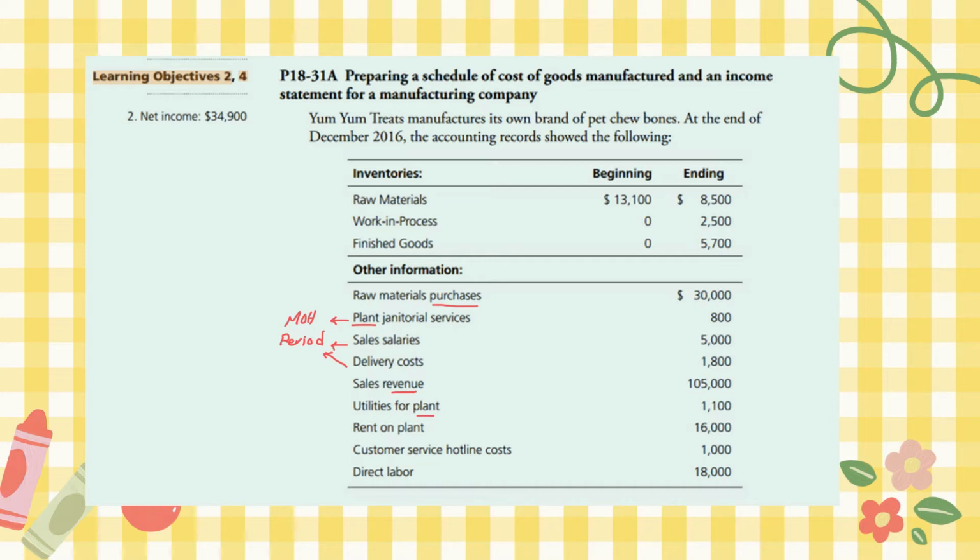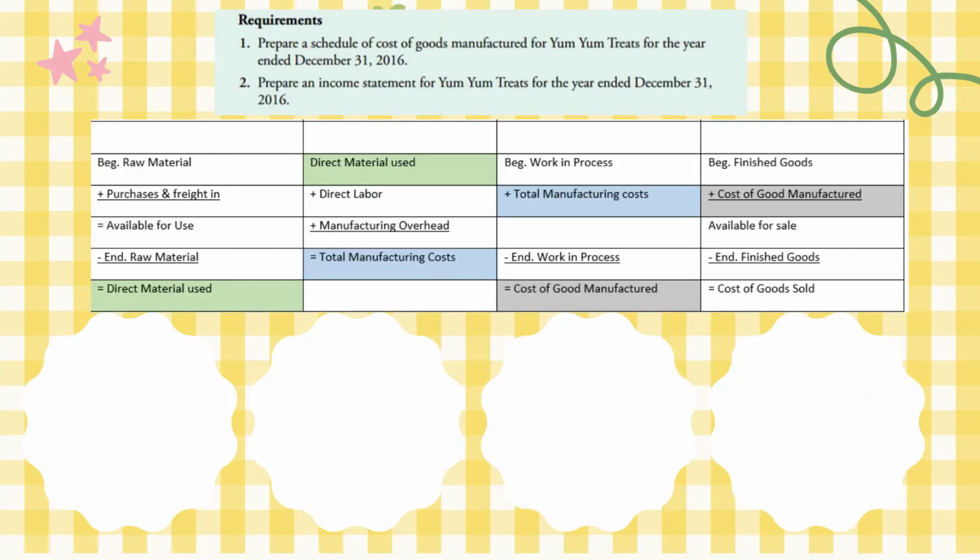Utilities for plant, it's manufacturing overhead. Any expense related to the factory, it's gonna be manufacturing overhead. Also rent on plant, it's gonna be manufacturing overhead. Customer service hotline cost, again it's not related to the factory, so it's gonna be period cost. And last item is direct labor. So let's go to the next slide to read the requirements.